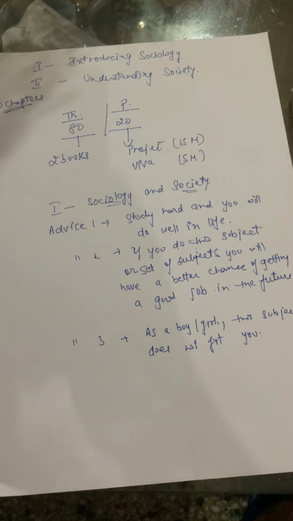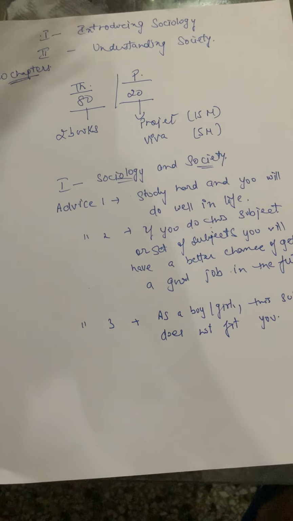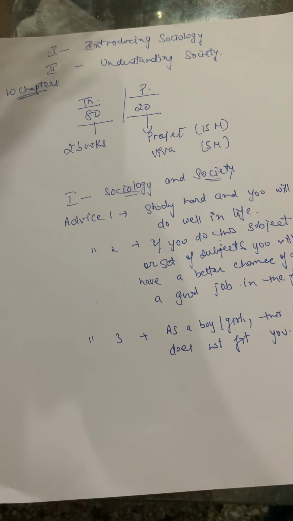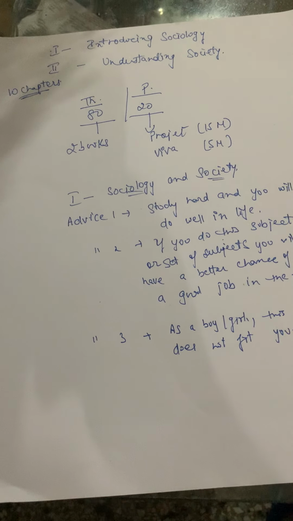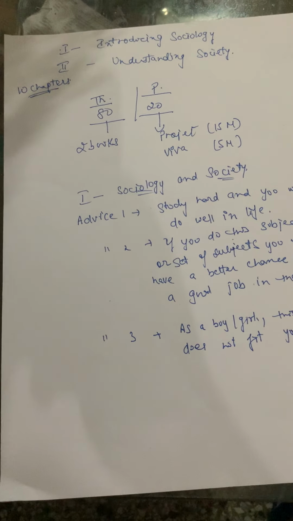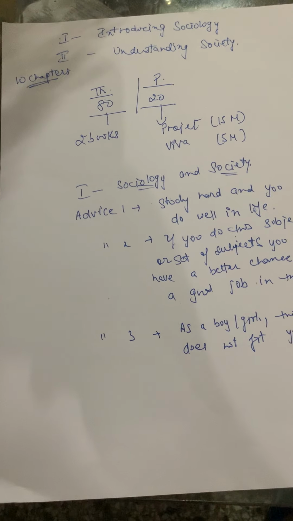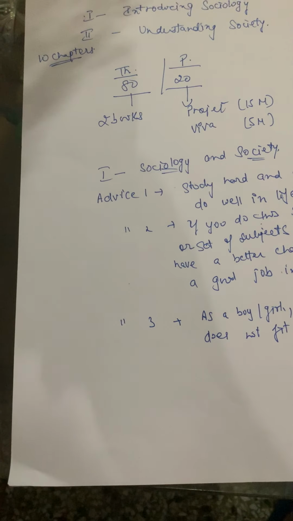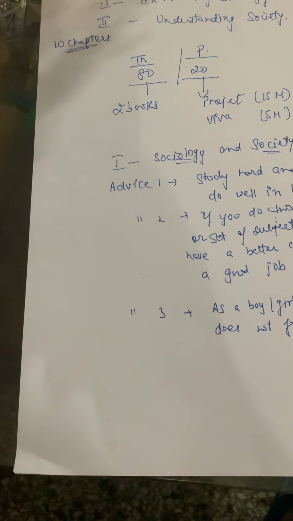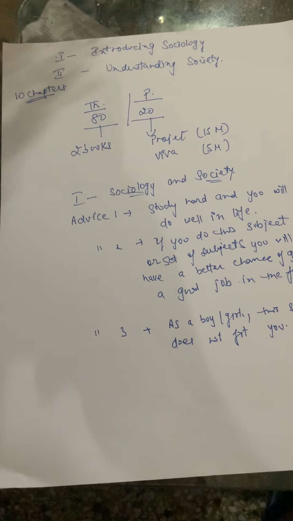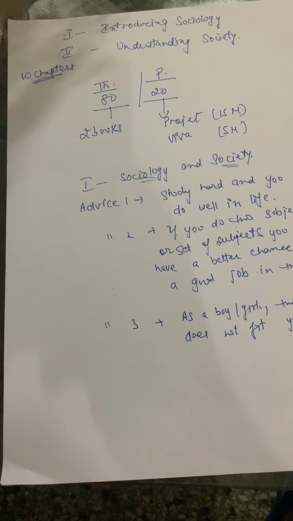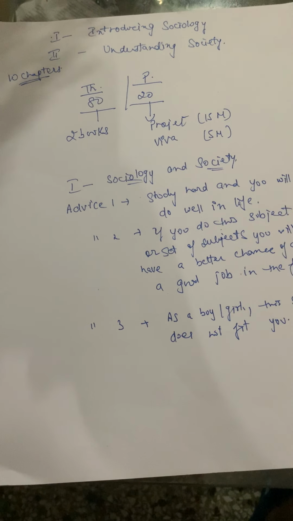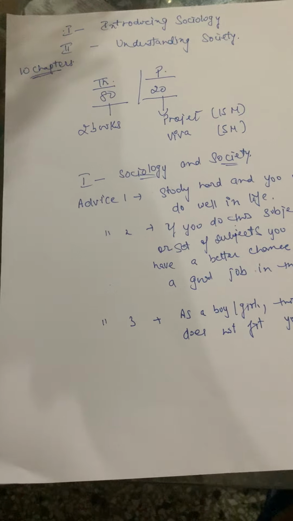Okay, students, there are two books of sociology, part one and part two. Part one is Introducing Sociology, and part two is Understanding Society. The sociology maximum marks, as in every class, is 100 marks. But when you come to class 11th and 12th, things are a bit different. The theory part is 80 marks, and the rest 20 marks will be your project.